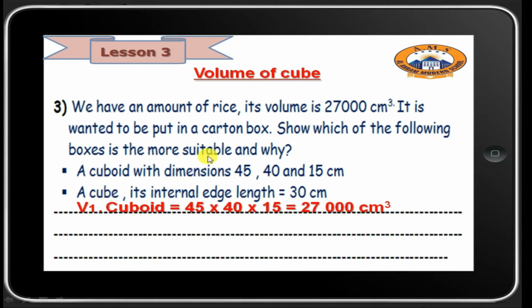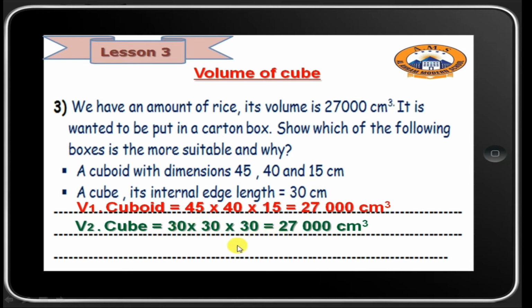volume of the second carton box, but it's in the shape of a cube. So which rule am I going to use? The volume of the cube equals side times side times side, or edge length times itself. So the edge length here is 30 centimeters. I'm going to multiply 30 times 30 times 30. That also gives you 27,000 cubic centimeters.